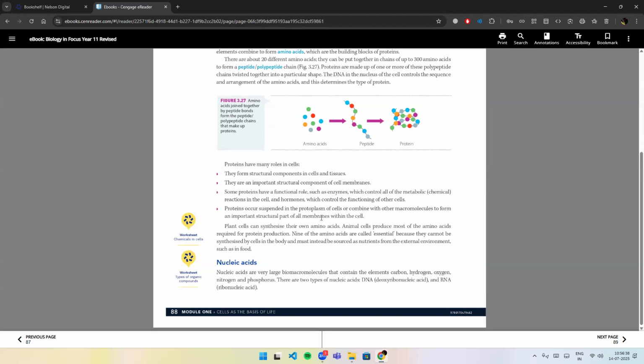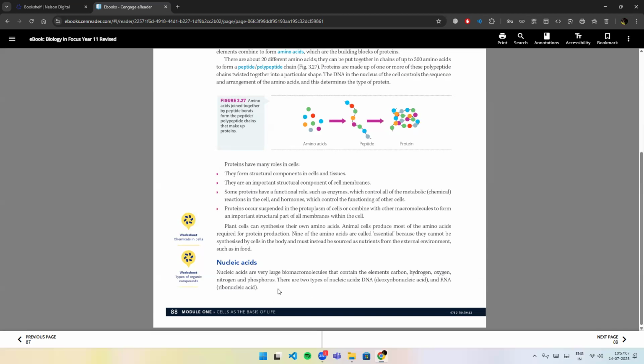Proteins occur suspended in the protoplasm of cells or combined with other macromolecules to form an important structural part of all membranes within the cell. Plant cells can synthesize their own amino acids. Animal cells produce most of the amino acids required for protein production. 9 of the amino acids are called essential because they cannot be synthesized by cells in the body and must instead be sourced as nutrients from the external environment, such as in food.